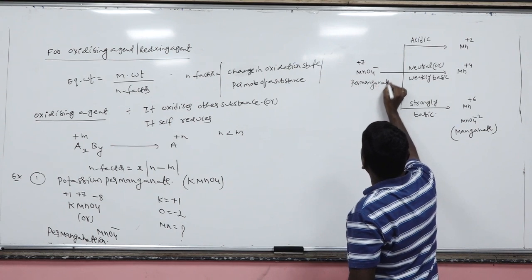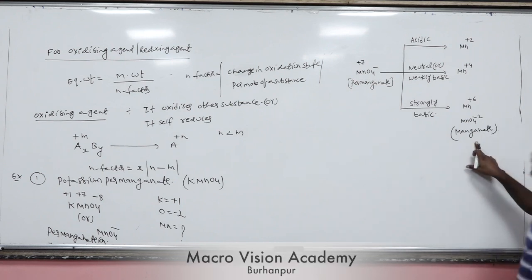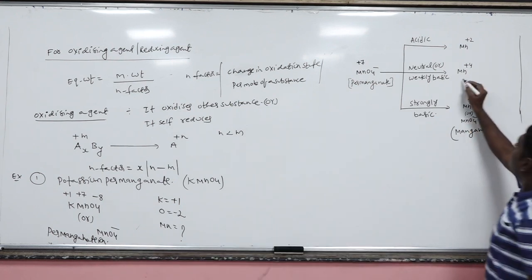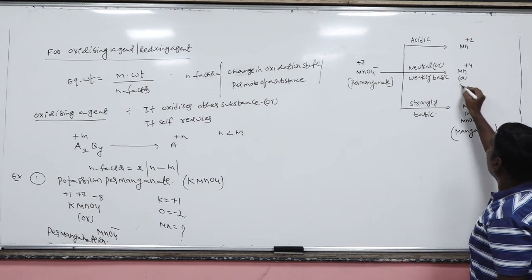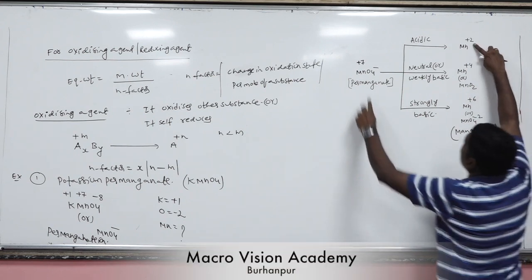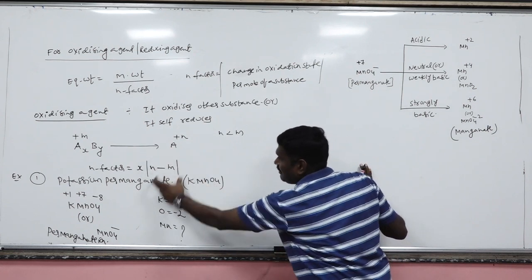This will be permanganate where Mn is plus 7. This will be manganate where the Mn oxidation state will be plus 6. And it will be MnO2, manganese dioxide, where the Mn oxidation state is plus 4. Now tell me, what is the change here? 2 minus 7, that is minus 5. Modulus of minus 5, 5.